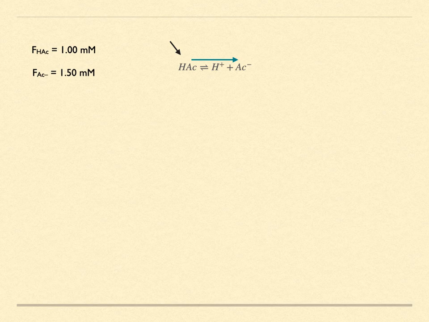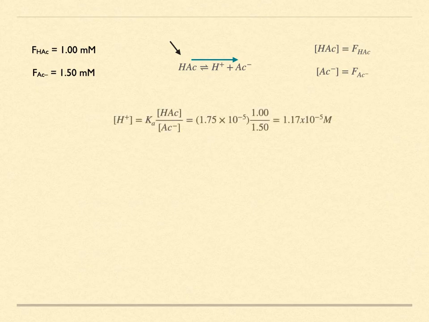The assumption that we make, and it is a pretty good one, is that the formal concentration of acid is also its actual acid species concentration, while at the same time the formal acetate concentration is the actual acetate species concentration. Recall the form in which we rewrote the acid dissociation constant to solve for H+. We can substitute these values into the rewritten Ka expression to solve for the hydronium ion concentration. We obtain H+ equals 1.17 times 10 to the minus 5 molar. This gives a pH of 4.933.